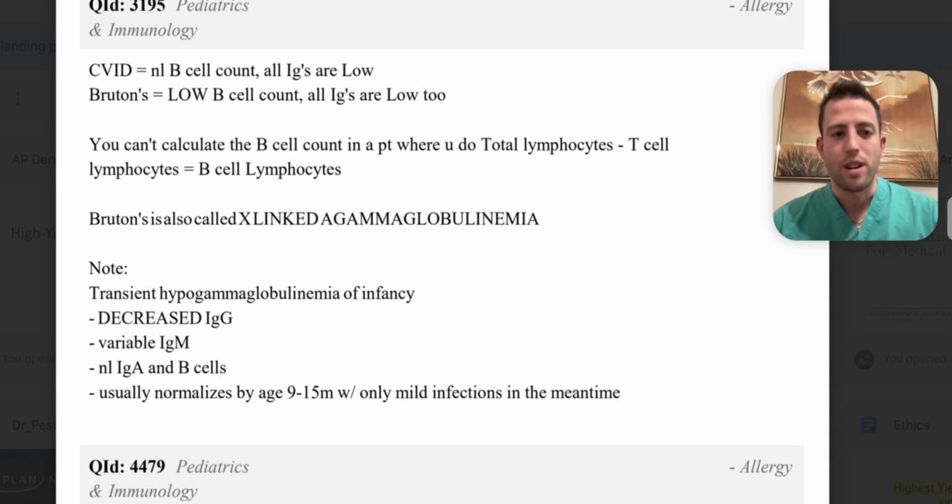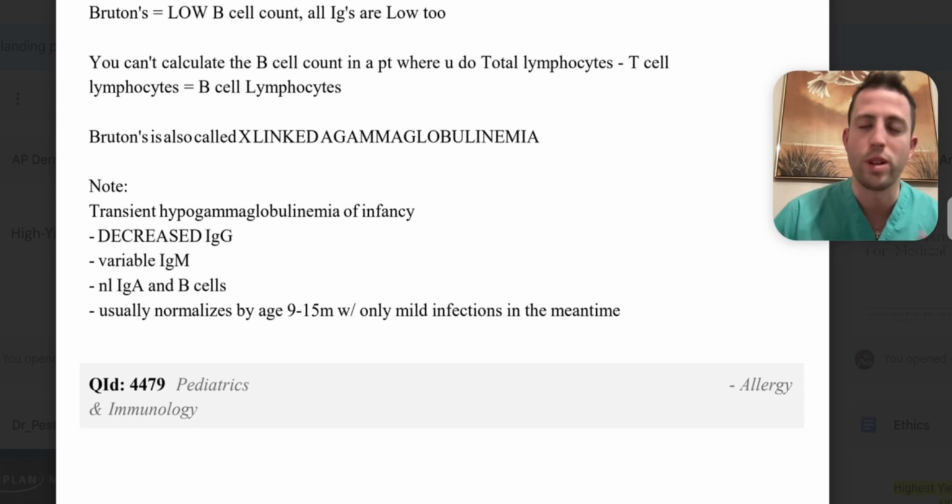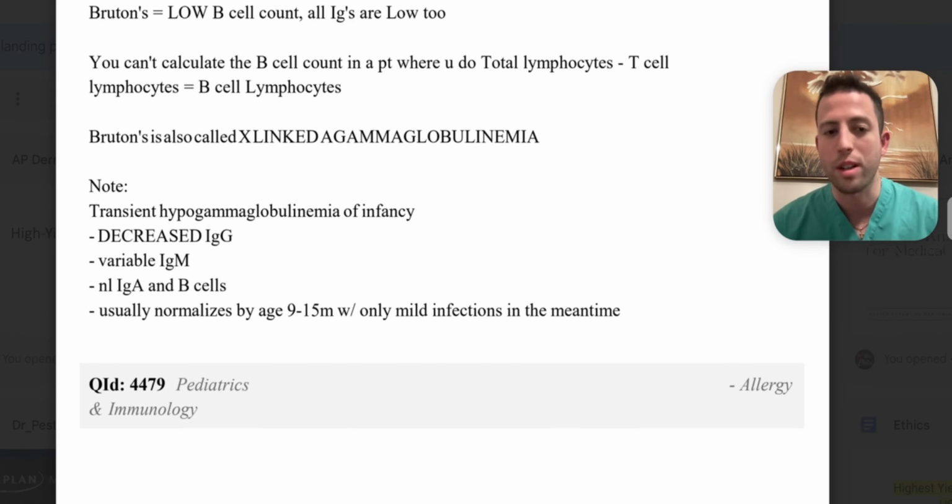Basically, what you can do here is, number one, remember that Bruton's is also called X-linked agammaglobulinemia. That will also give it away, right? Agammaglobulinemia means you don't have gamma globulins. And so don't get confused by the transient hypogammaglobulinemia of infancy, where you have decreased IgG, variable IgM, normal IgA and B cells. That usually normalizes by the age of 9 to 15 months with only mild infections in the meantime. That's just something to have on your differential, but usually they'll make these Bruton's or common variable immunodeficiency questions very clear that it's an actual immunodeficiency.